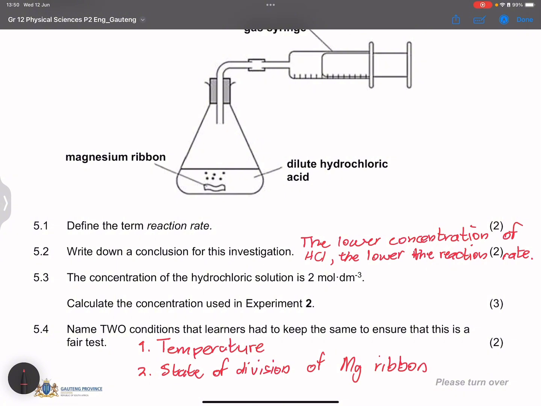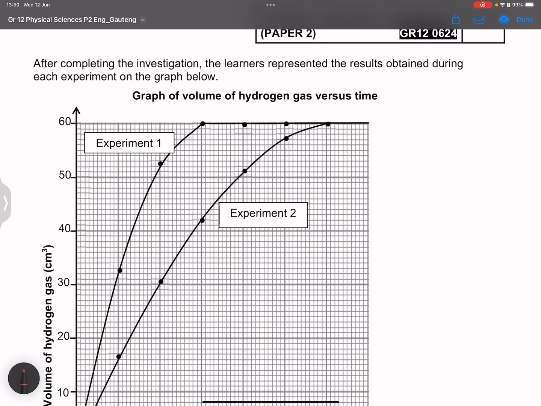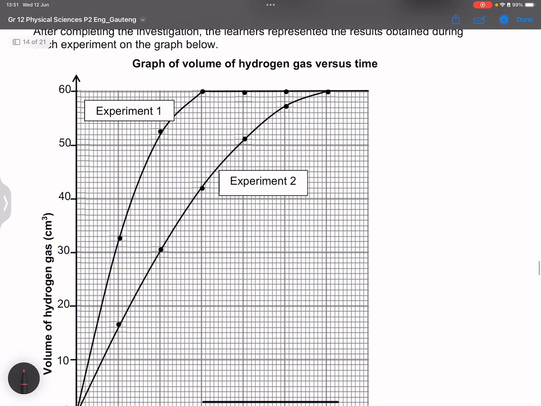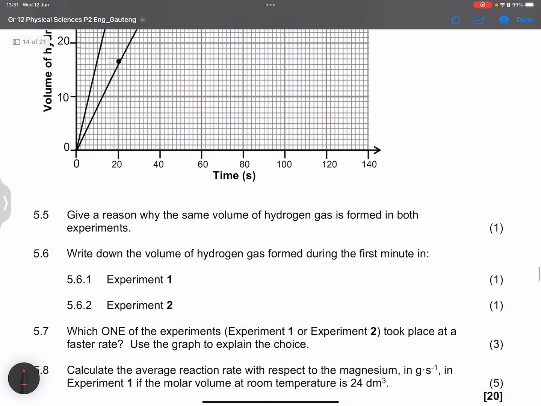All right, so the next question, they say to us, after completing the investigation, the learners represented the results obtained during each experiment on the graph below. So for experiment 1, you can see there that experiment 1 occurs at a faster reaction because we reached that completion much sooner than we did for experiment 2.